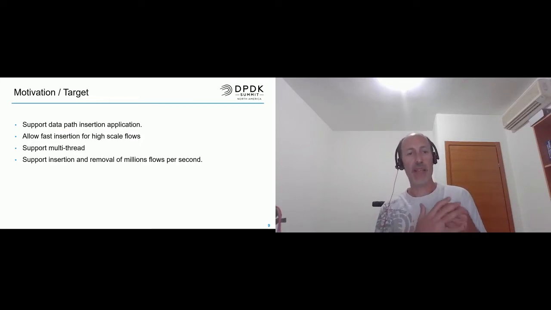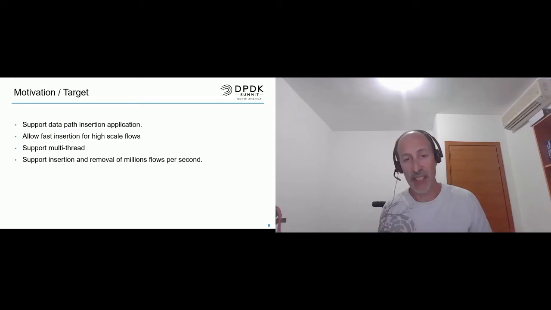And so basically, we want to allow the RTE flow with this item to work as part of the data path, to allow fast insertion. I'm writing here for high scale flows, but basically it's for anything. Even if you have a small number of flows, it's still usable and still will get better results. We want to allow the RTE flow to be more robust and have more of a multi-threaded mindset, and basically achieve the insertion and removal of millions of flows per second. So this is the motivation that we have.